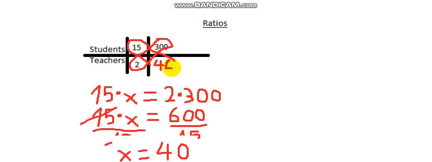If you look at both quantities, they have both become greater. 15 became 300 and 2 became 40. So they have both gotten greater. If they were to get smaller, this can't happen here, but if they were to get smaller, they would both have to get smaller. If there were fewer students, there would also have to be fewer teachers.